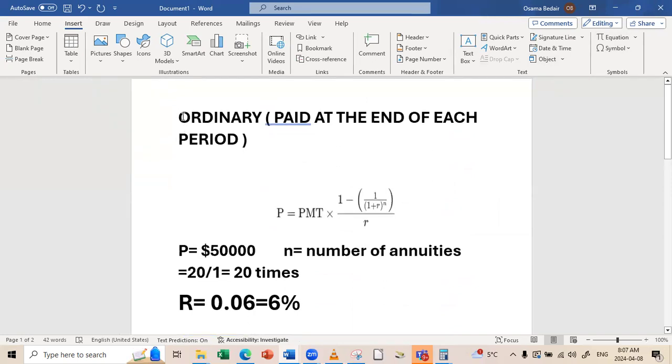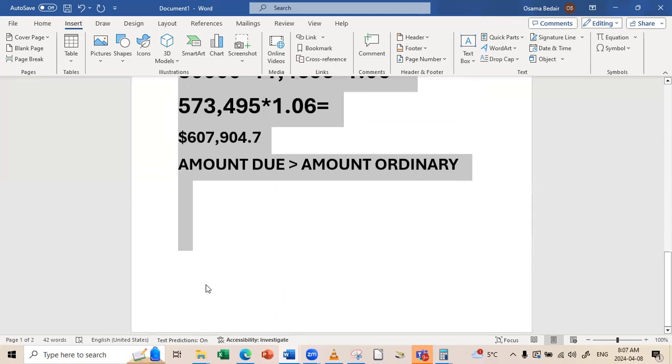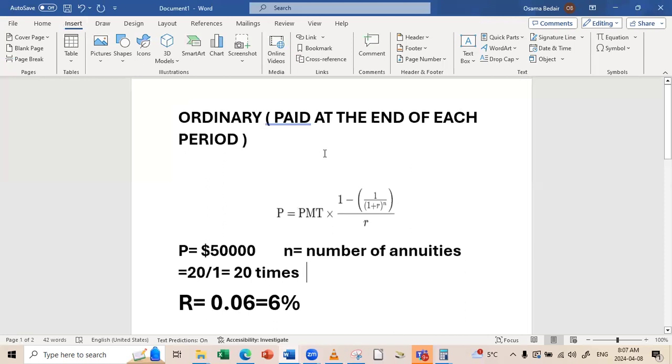How did I know that this is ordinary or non-ordinary? I will know this is ordinary or non-ordinary from the fact that you say this is annuities. How will I know it's annuities? I will know annuities from that a simple amount is paid on a simple period. So we have $50,000 paid every year for 20 years. Every year, so 20 divided by 1, that means the number of annuities, N, will equal 20 times.